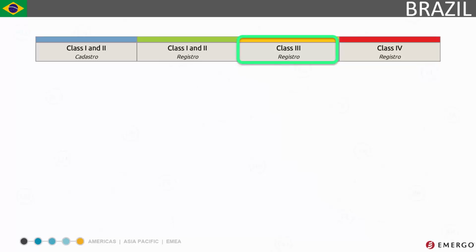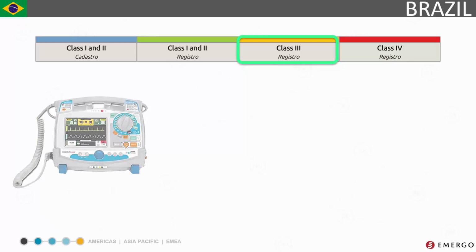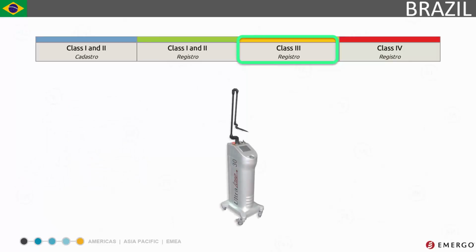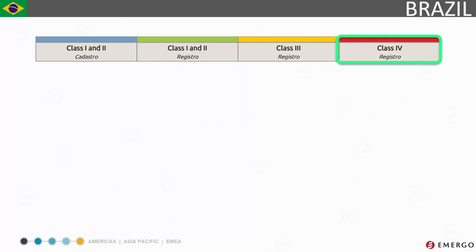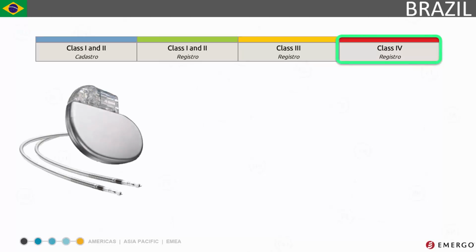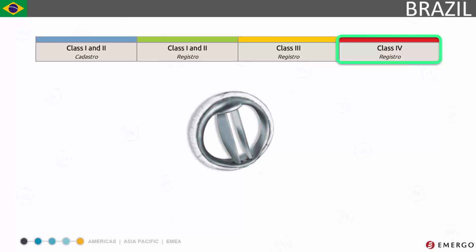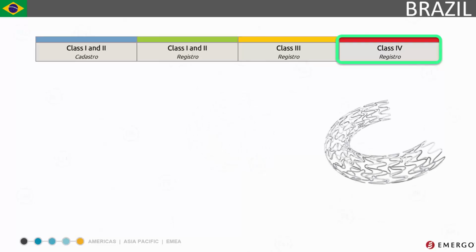Class 3 devices represent an even higher amount of risk. Examples include defibrillators, laser scalpels, and dialysis machines. Class 4 are the highest risk devices. Examples include pacemakers, heart valves, and stents.